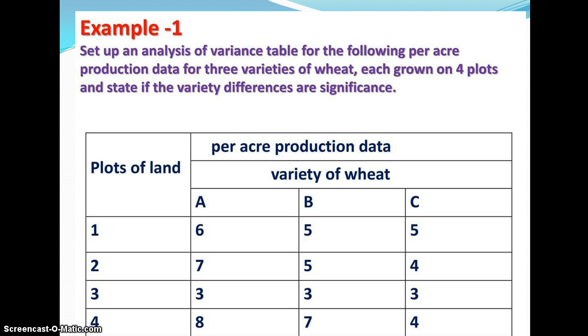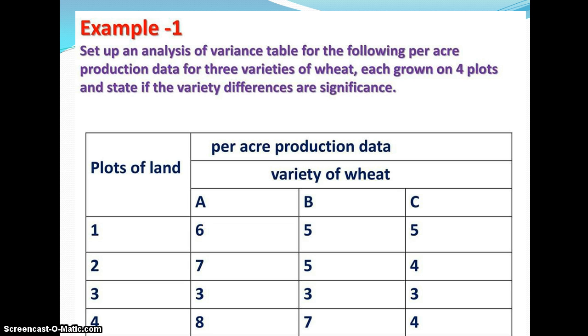an example on one way ANOVA as per the ANOVA technique. The example is: set up an analysis of variance table for the following per acre production data for three varieties of wheat, each grown on four plots, and state if the variety differences are significant or not.